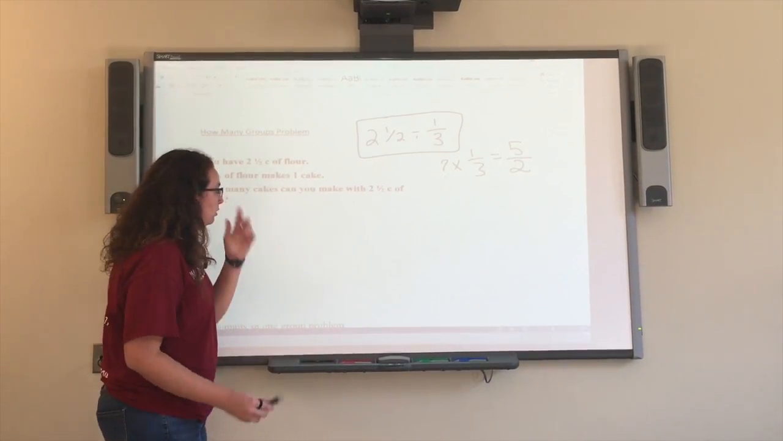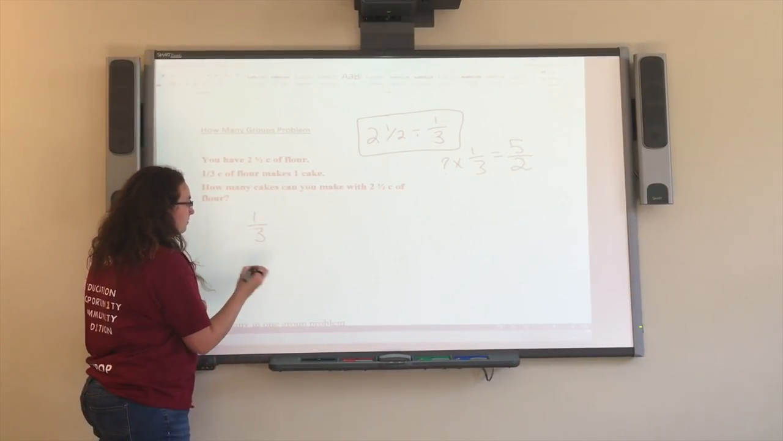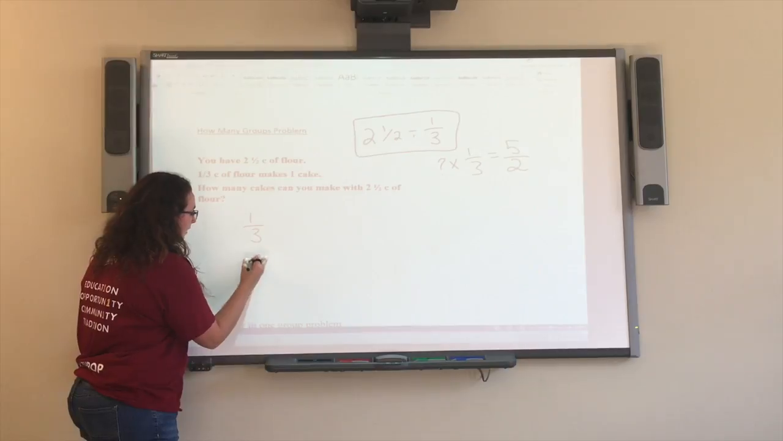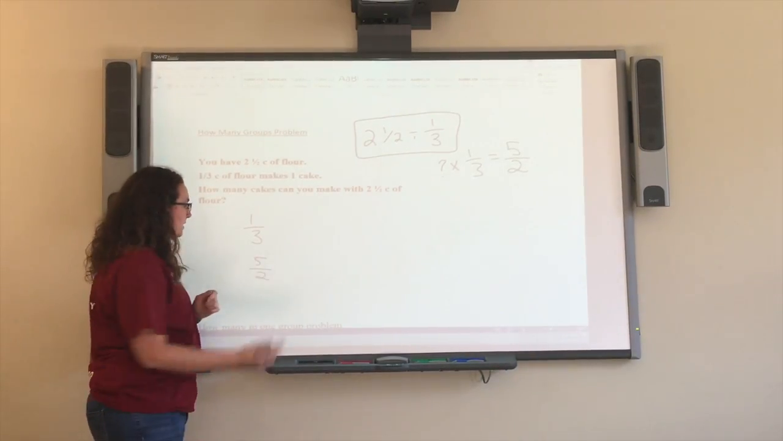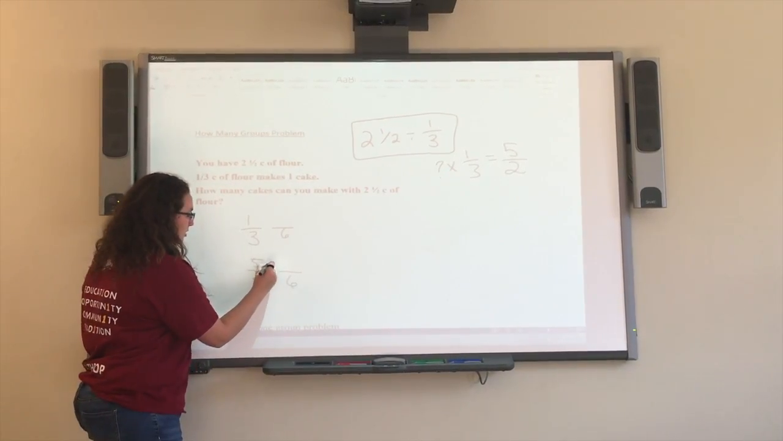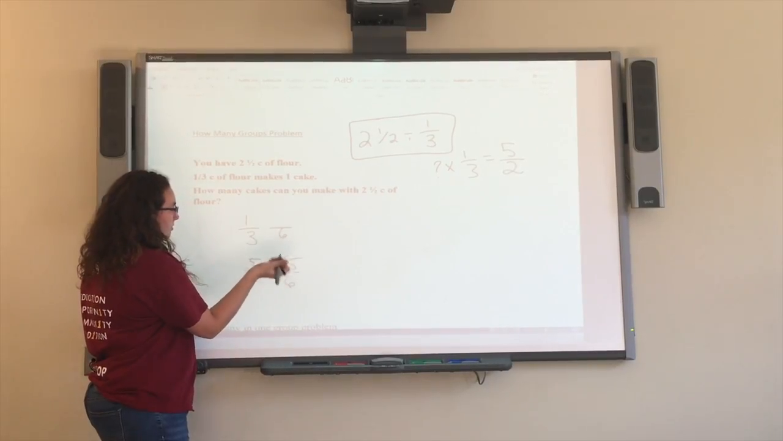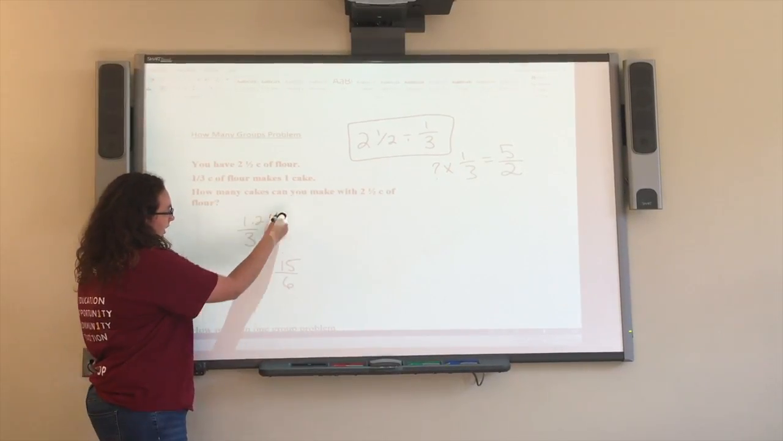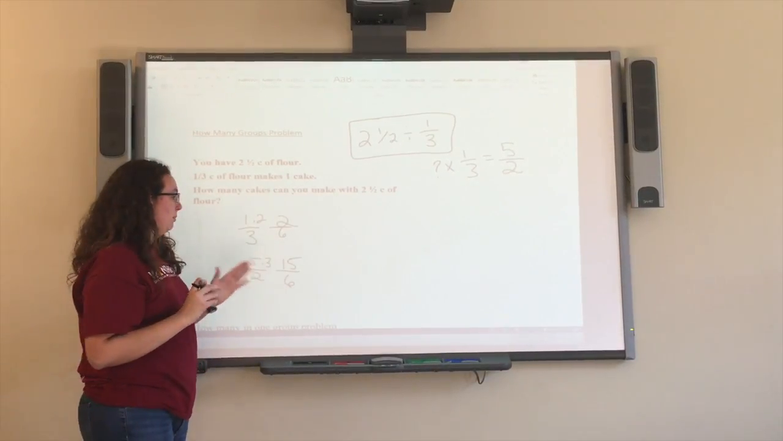Okay, so what I'm going to do first is get our fractions to be the same denominator. So we have 1/3 and 5/2. The common multiple of 3 and 2 is 6, so I'm going to make my common denominator 6. We multiply 5 times 3, which is 15, and then 3 times 2 is 6. We're going to multiply 1 by 2 on the numerator, and that gives us 2. Alright, so I'm going to represent this with a picture model.